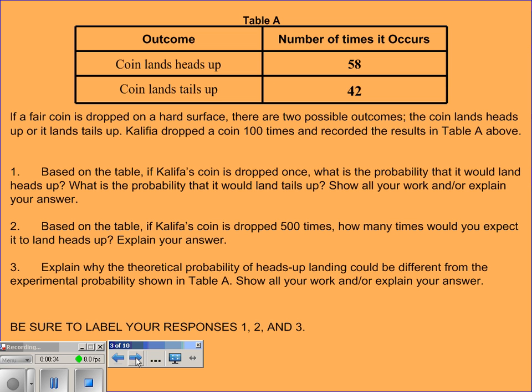Khalifa dropped a coin 100 times and recorded the results in Table A above. 1. Based on the table, if Khalifa's coin is dropped once, what is the probability that it will land heads up? What is the probability that it will land tails up? Show all your work and/or explain your answer. 2. Based on the table, if Khalifa's coin is dropped 500 times, how many times would you expect it to land heads up? Explain your answer. 3. Explain why the theoretical probability of heads-up landing could be different from the experimental probability shown in Table A. Show all your work and/or explain your answer.